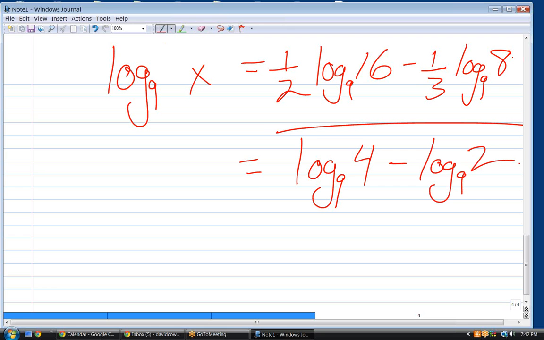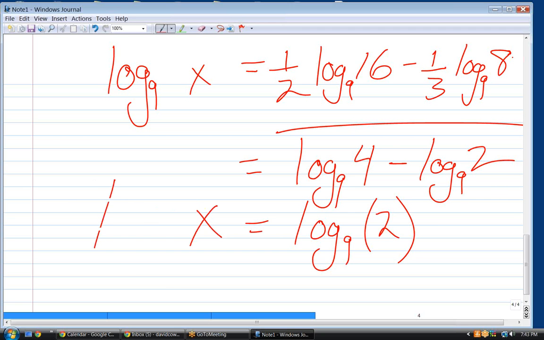Right? Right. Now, what's that equal to? Log base 9 of 4 over 2, so 2. So x is 2. In other words, I've got the log base 9 of x equals the log base 9 of 2. Therefore, x is equal to 2. Okay.